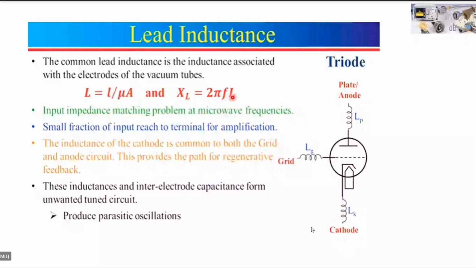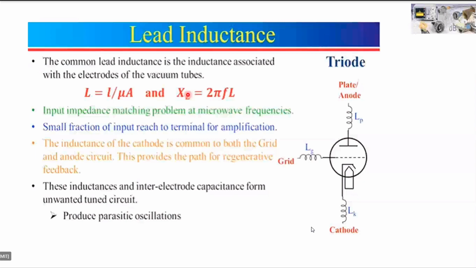Now see here, frequency is directly proportional to inductive reactance. So as frequency increases, what will happen? Inductive reactance will increase. And at microwave frequencies, inductive reactance is very high. Because of this high impedance, there will be an impedance matching problem at the input port as well as at the output port. So because of this impedance mismatching, there will be reflection from the input port and output port. Because of this reflection, only a small fraction of the input you give to the triode will reach the terminal for amplification. And hence, the gain of this device again decreases.